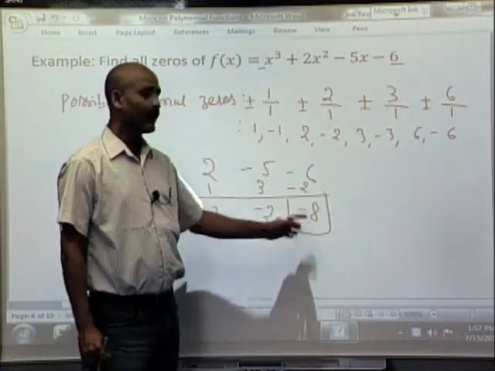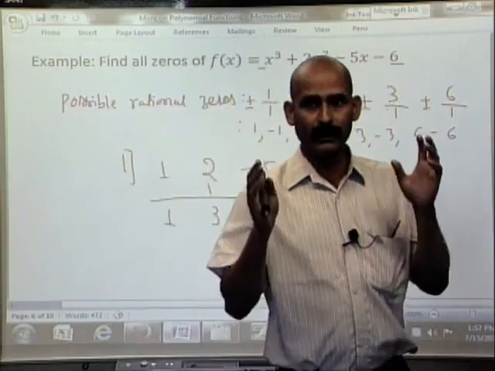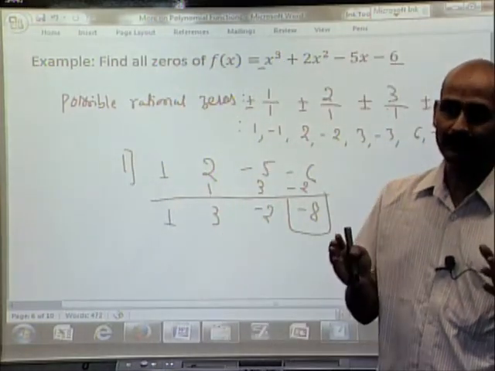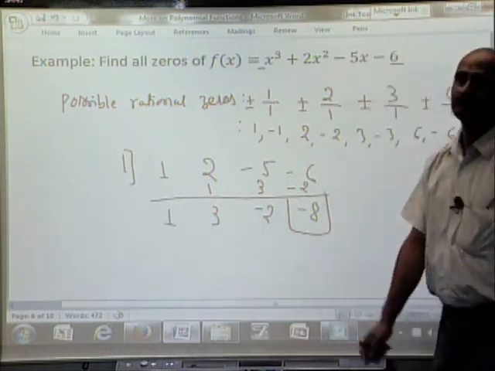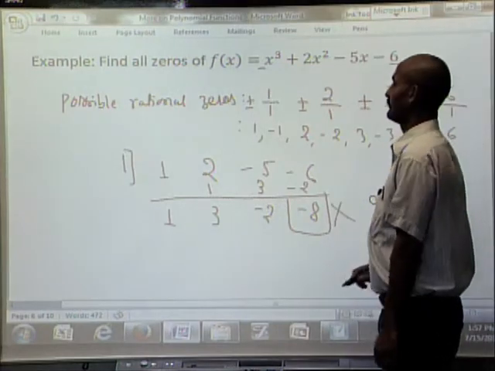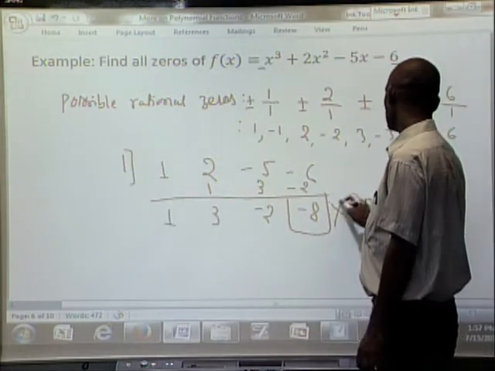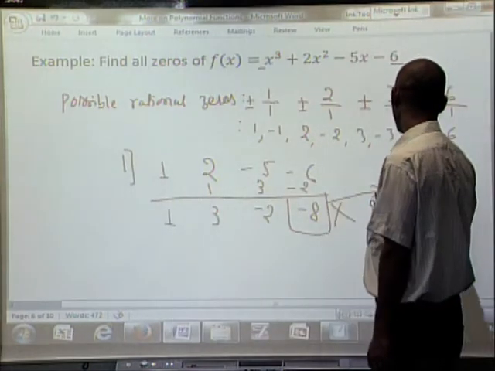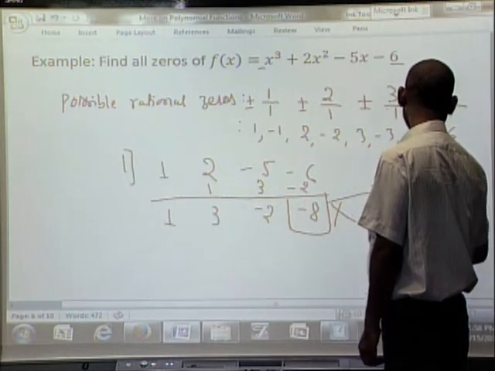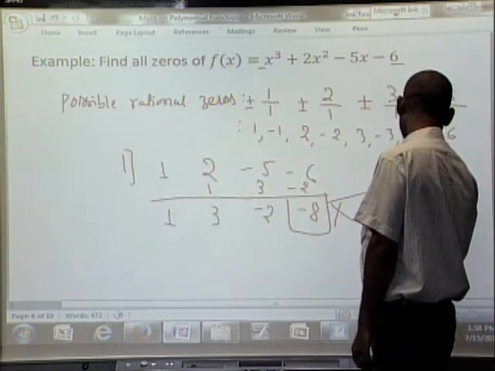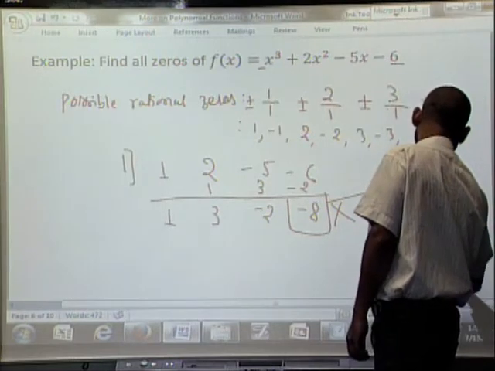Well, this is negative 8, the remainder is negative 8. Remember, if x minus 1 is a factor, if 1 is a 0, then the remainder should be 0. Since it is a non-zero number, I can say 1 is not a 0 of the polynomial, or in other words, x minus 1 is not a factor of the polynomial.